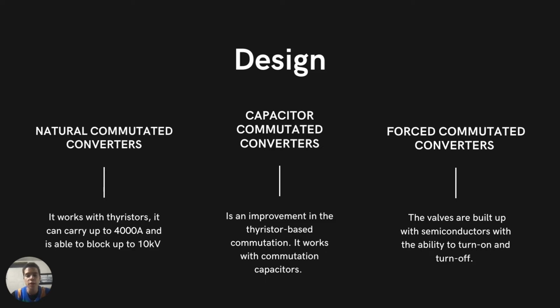For the forced commutated converters, these are built with semiconductors with the ability to turn on and off, and they are commonly known as voltage source converters. When used with PWM, it is possible to create any phase, any angle, or any amplitude that you need, and it can be done almost instantaneously.